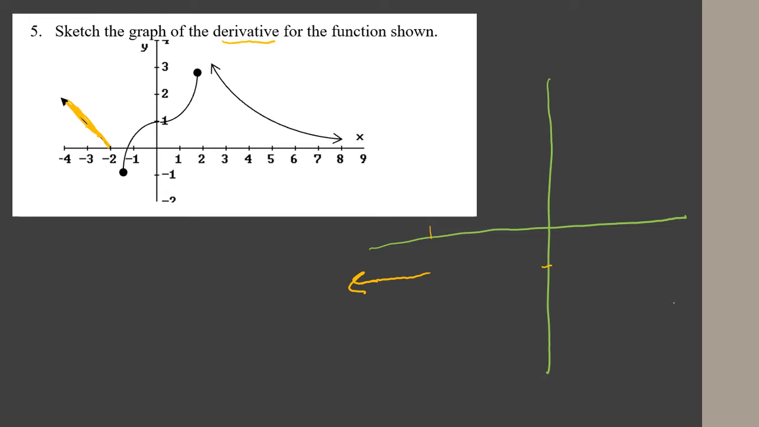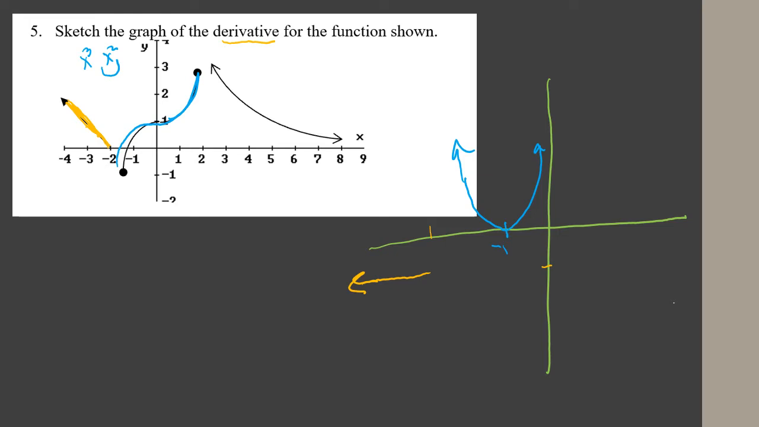Now let's look at the middle, the second part of the function. This is a cubic function. So if we have something cubed, our derivative is going to be something squared, or a parabola. So that's how we know the shape. And we can see at around -1 that it switches. So we can put -1 there, and then graph our derivative as such.